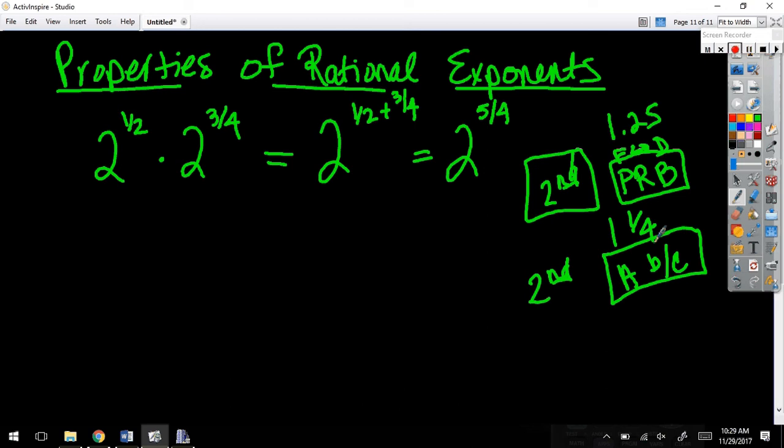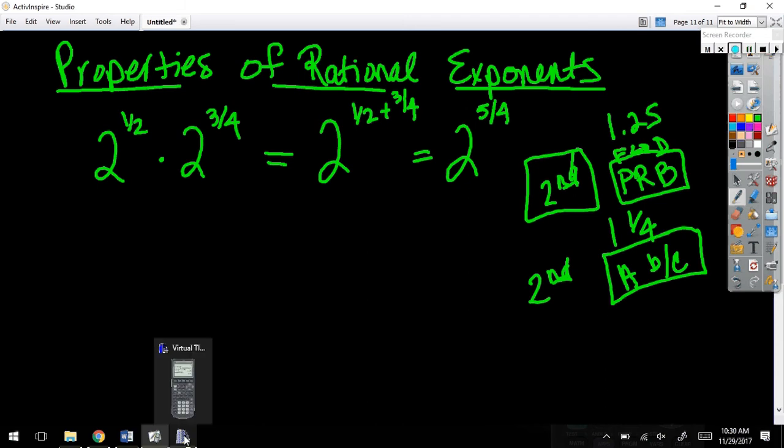The TIs, the graphing calculators, are the easiest to do it with. The little TIs are not quite as bad, it's just a little bit more in the series of steps. Yes, Kevin? Which TI would you need? 83 or better?